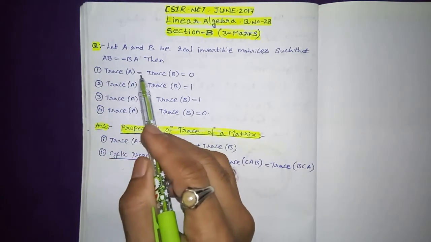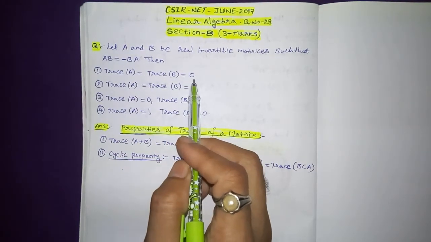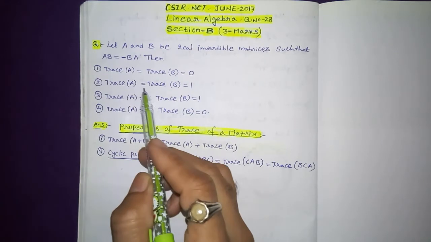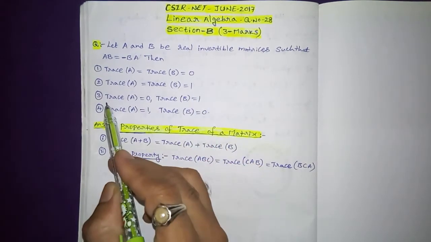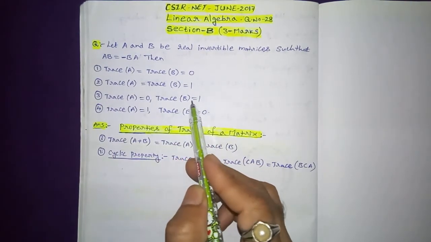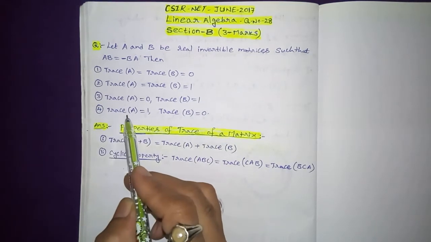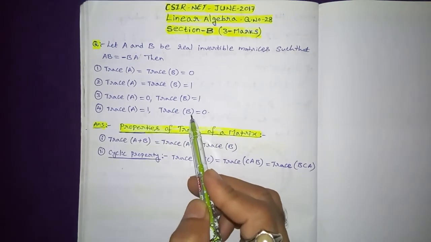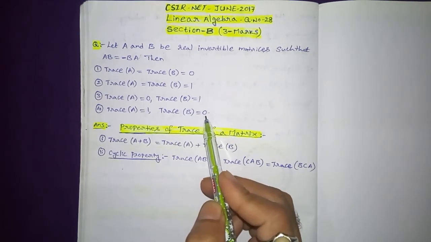Option number 1, trace of A is equal to trace of B is equal to 0. Option number 2, trace of A equal to trace of B is equal to 1. Option number 3, trace of A equal to 0, trace of B is equal to 1. And option number 4, trace of A is equal to 1, trace of B is equal to 0.